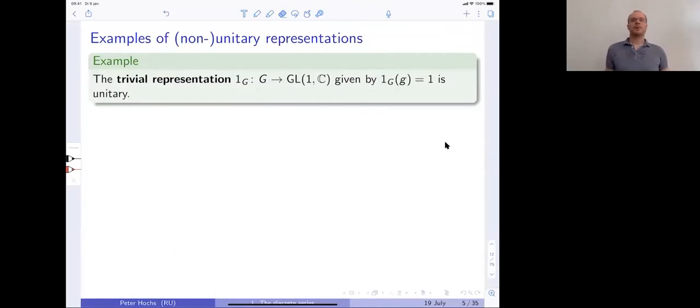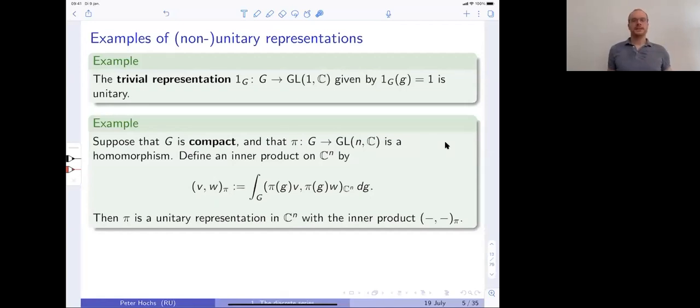So here are some examples and non-examples of unitary representations. The most simple one is the trivial representation, which is a representation in the vector space C, which maps every group element to 1, the identity map on C. And that's a unitary representation because it preserves the natural inner product on C.